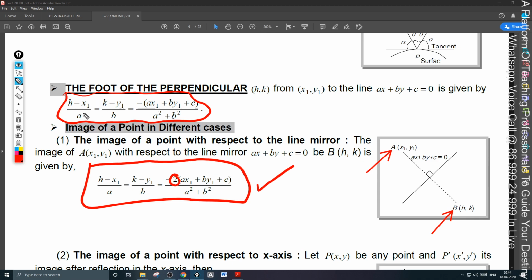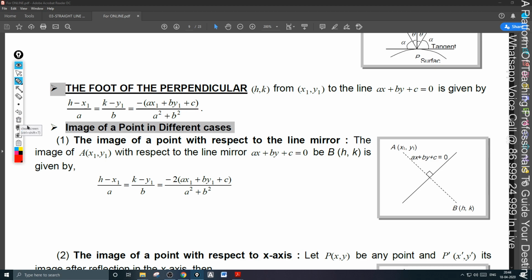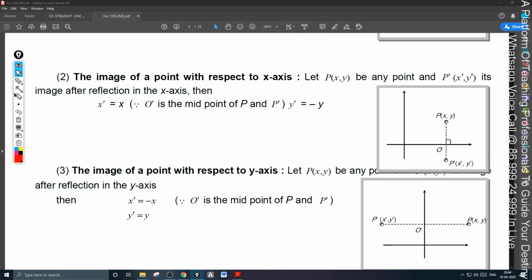Now, the common sense factors. What is the common sense factor here? The image of a point (x, y) in the x-axis, the image of a point P(x, y) after reflection in the x-axis, then x dash is equal to x. If you take any point, I'll take an example. If you take any point (2, 3), its image in the x-axis can be understood as (2, minus 3). It is all common sense.